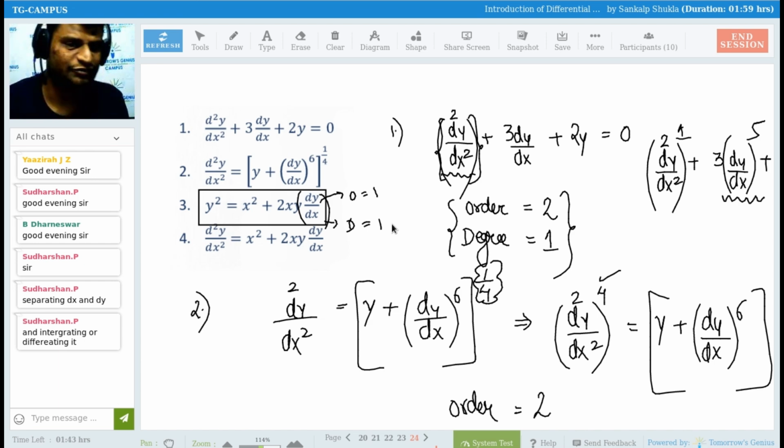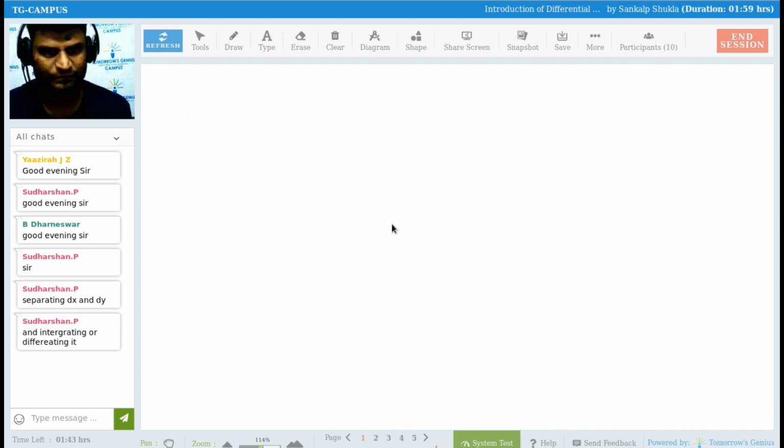Similarly, in the fourth question, d2y by dx2 is equal to x square plus 2xy dy by dx. Sorry, order will be 2, but degree will be 1, because dy by dx is being used as a differential element and its whole power is 1. So order is 2 and degree is 1. Alright, is this thing clear?